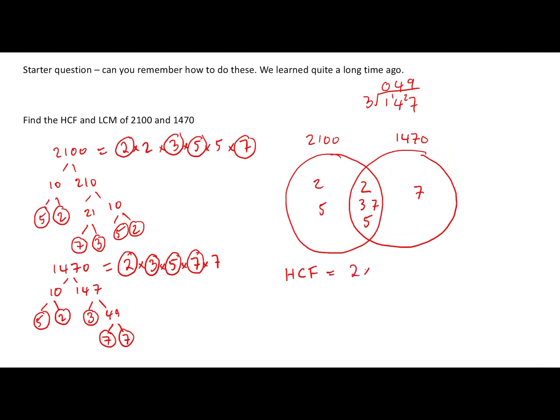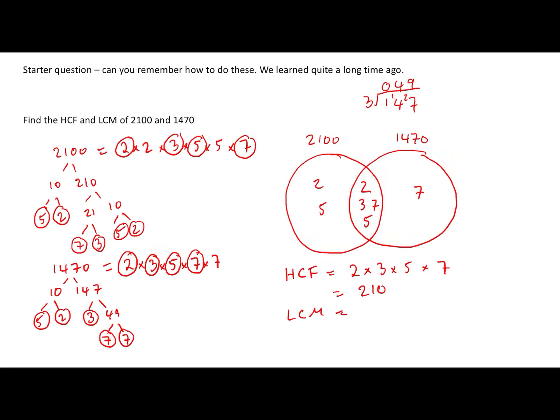Okay, so now we can do the highest common factor. If you remember, it's all of the numbers in the middle multiplied together. So 2 times 3 times 5 times 7. See if I can do that in my head. 6 times 5 is 30. 30 times 7 is going to be 210.